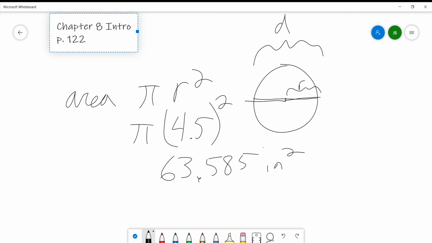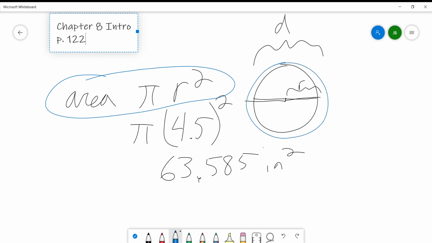Groovy. What's the circumference? The circumference is pi times the diameter. I feel like I should be using colors. This is the formula for area. Circumference is like perimeter. It measures the distance all the way around. So circumference equals the diameter times pi.